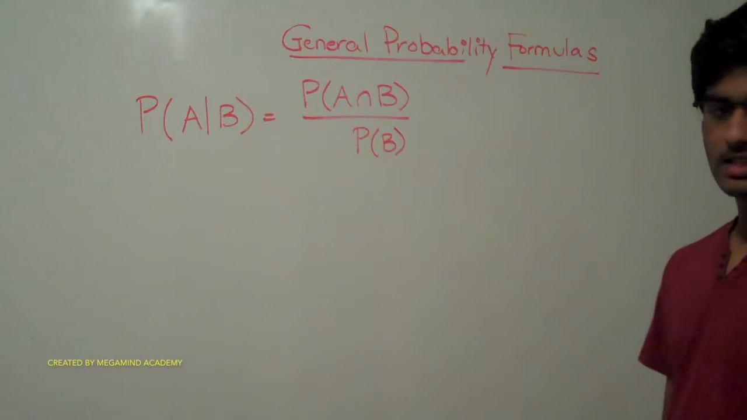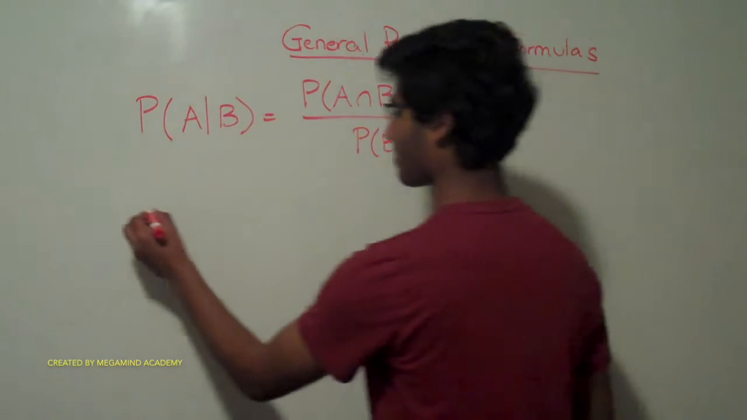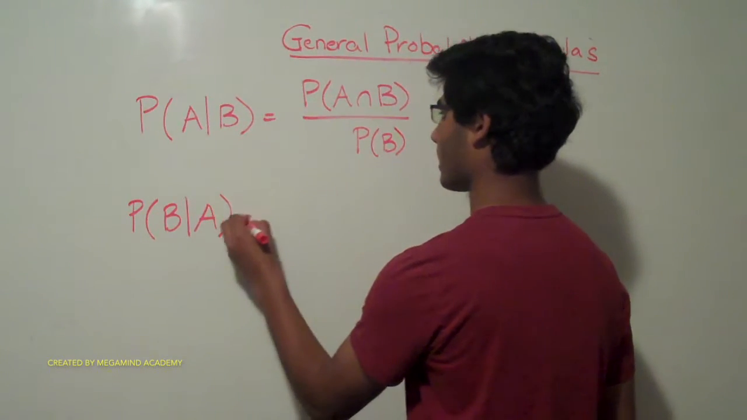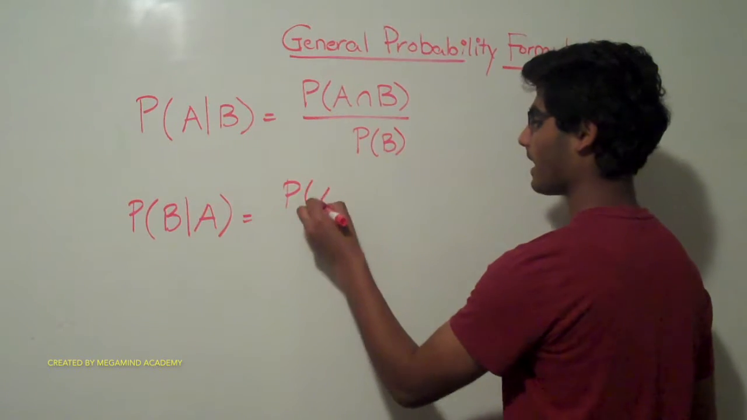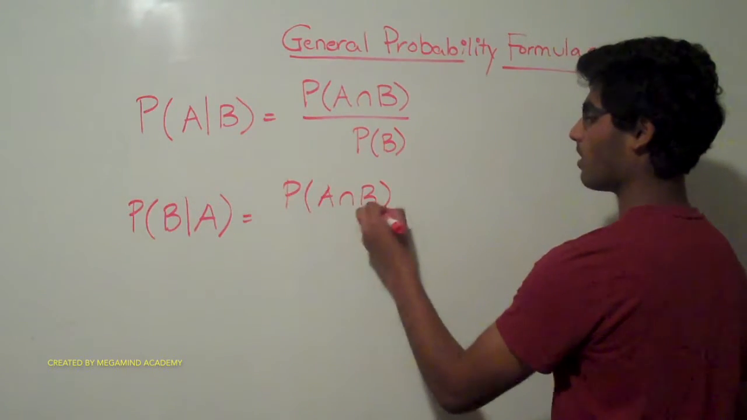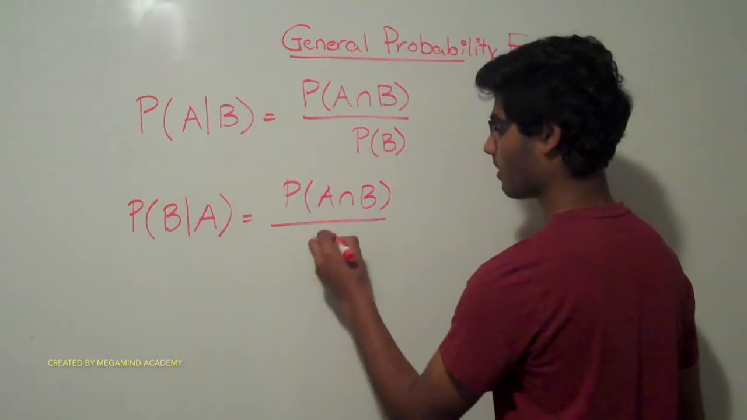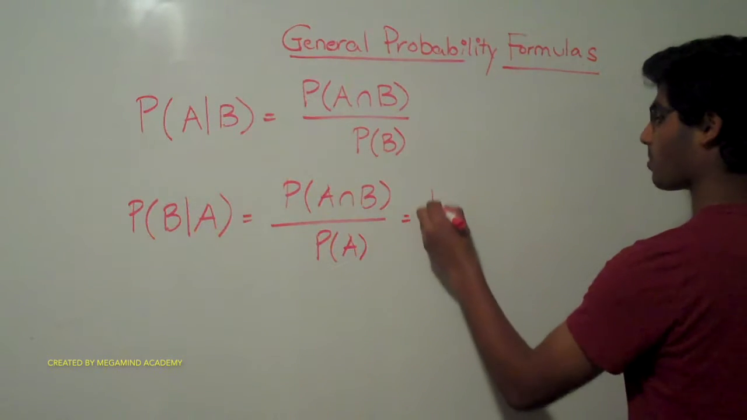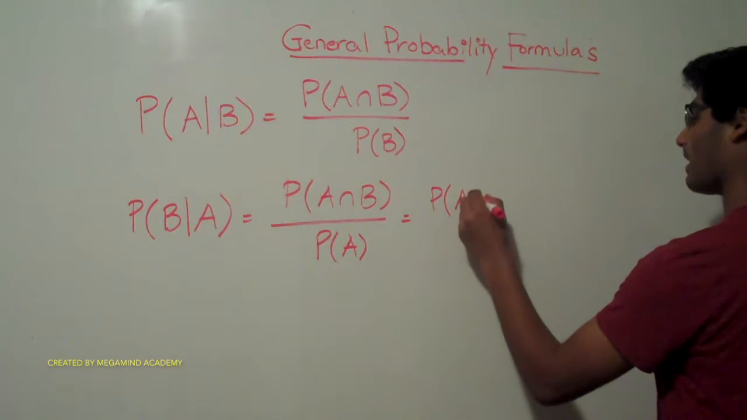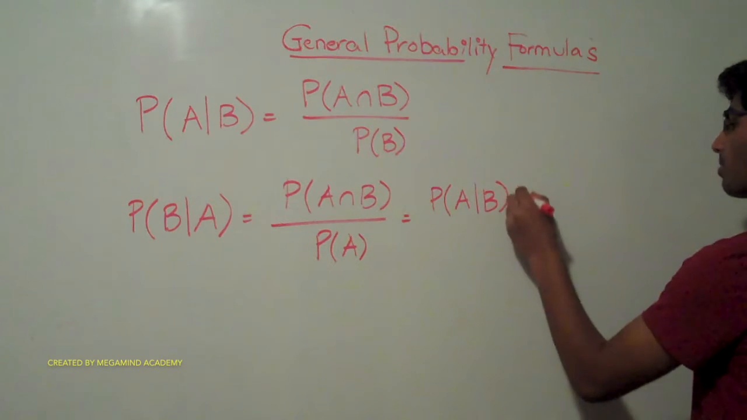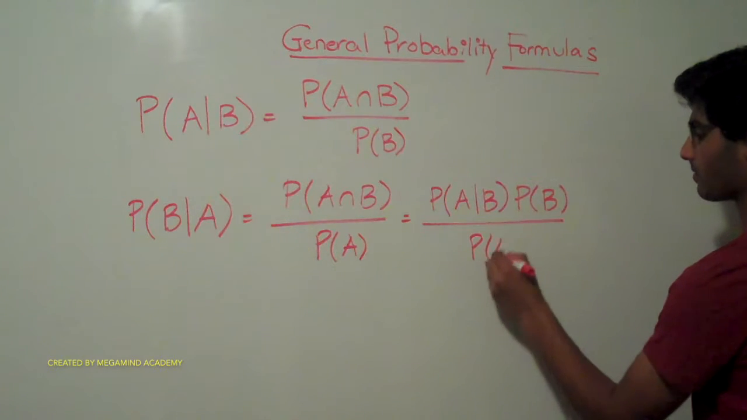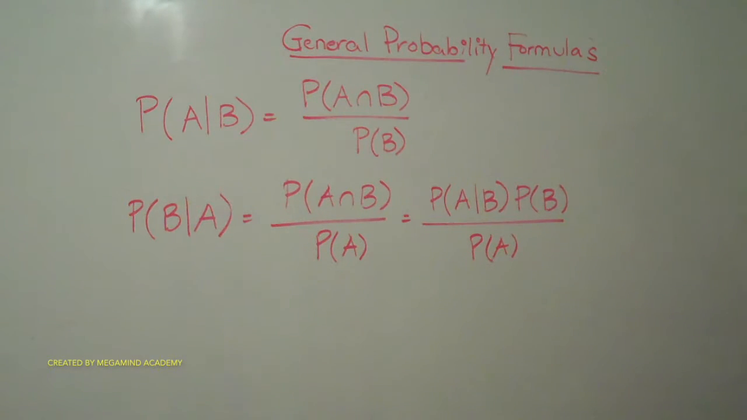Now, Bayes' theorem is basically similar to this, and it says the probability that event B occurs given that event A will occur is equal to the probability of events A and B occurring over the probability of event A occurring. This would also be equal to the probability of event A given B occurring times the probability of B occurring over the probability of event A occurring. So this is what Bayes' theorem is, and that's the conditional probability formula.